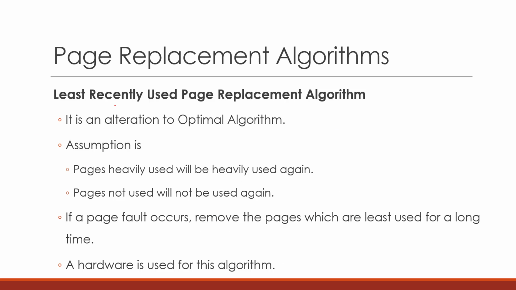So the next one is the least recently used algorithm. It is actually based on the optimal algorithm, and the assumptions are that the pages that are heavily used, if a page is used, it might be used again, right? This is one of the assumptions. The second assumption is, if a page is not used up till now, it might not be used in future as well. It might not be used as frequently as the heavily used pages, right?